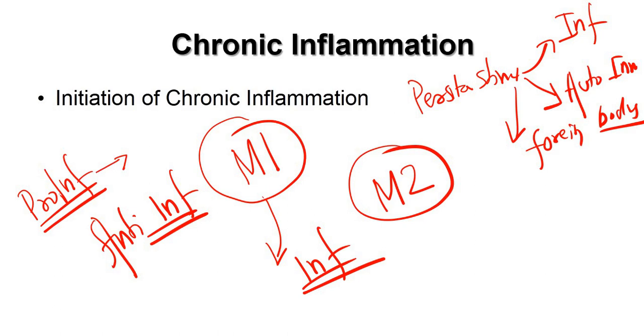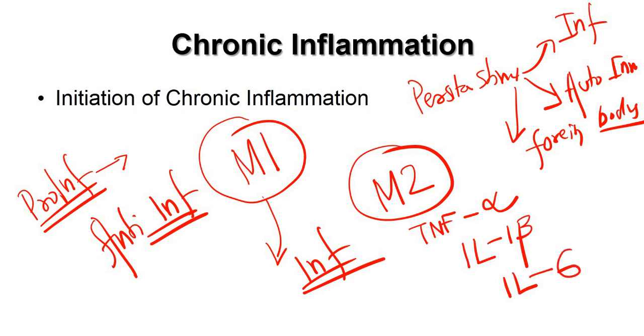Your answer would be, the first one is TNF alpha. Another pro-inflammatory cytokine is interleukin 1 beta, and third is interleukin 6.